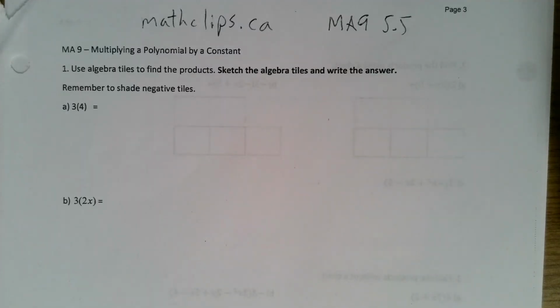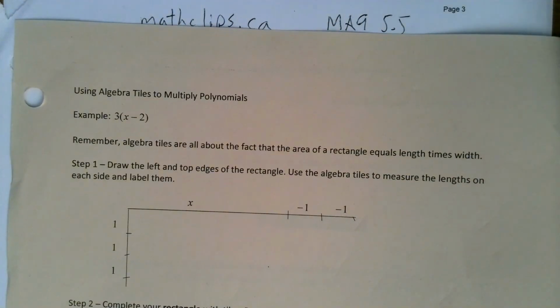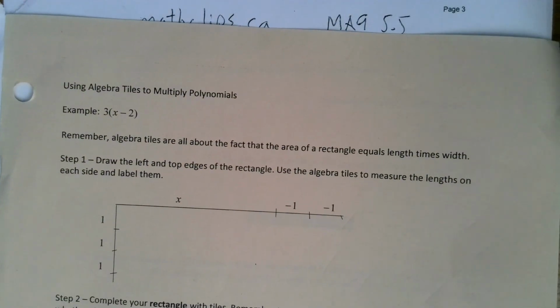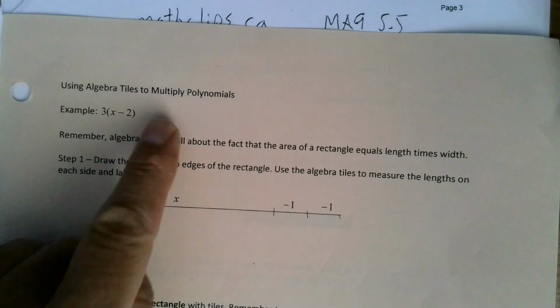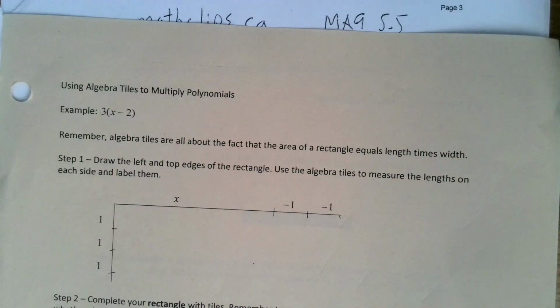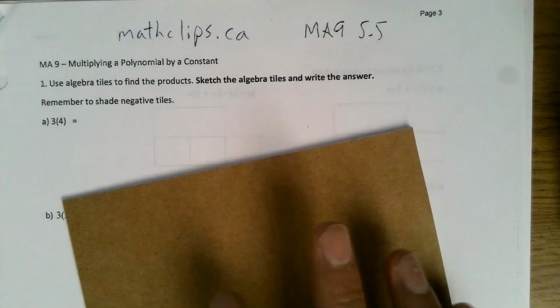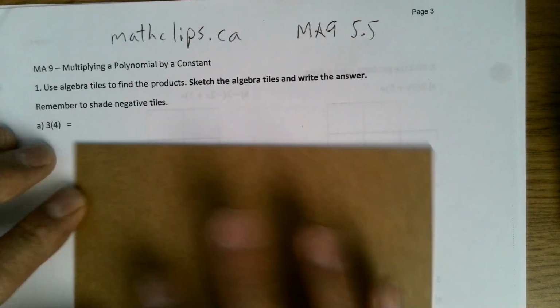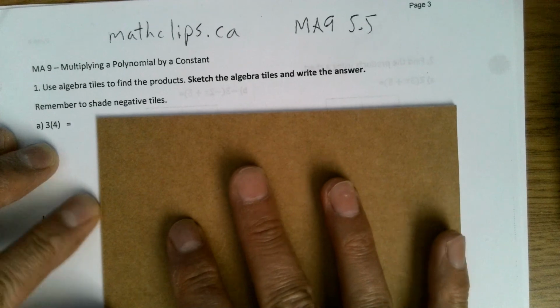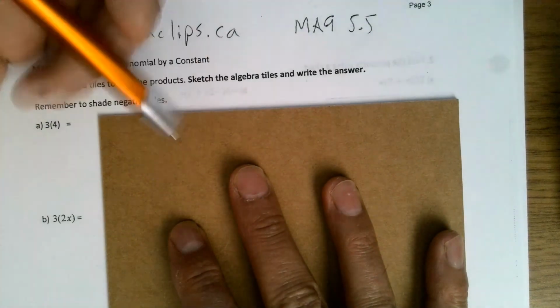Step 1 says draw the left and top edges of the rectangle. Obviously make sure you're on the multiply side. Okay, so we're going to draw the left and top edges. Grab some kind of straight edge. I usually use a ruler, but that doesn't fit in this space I'm using here to do the video. So I'm going to use this piece of cardboard here as my left and top edge. There we go.